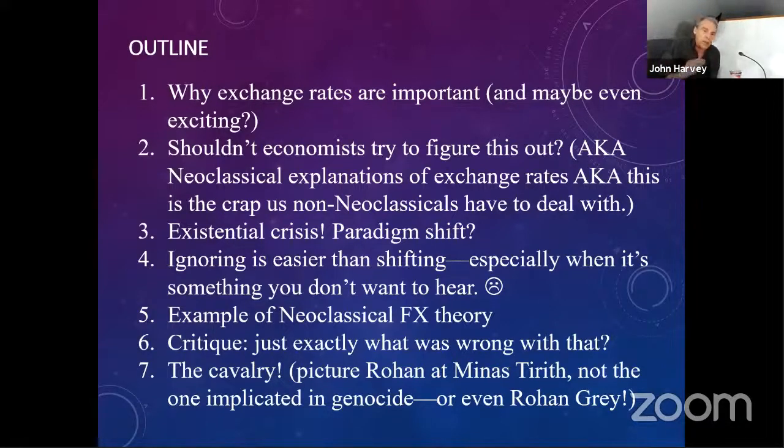And then I'm going to give you a quick example of neoclassical exchange rate theory, because it's one thing to say in stages 2 and 3 and so on, but it'd be nice to have an example. So I'm going to give you an example and then critique it as the specific example. And then finally, we're going to have a rescue here. I started to just write the cavalry, and then I realized, for me at any rate, that image is the cavalry in the Old West, and they did some bad things too. So I decided to have everyone picture Rohan at Minas Tirith instead, or even Rohan Gray, who is in fact in Australia himself. You may well know him.